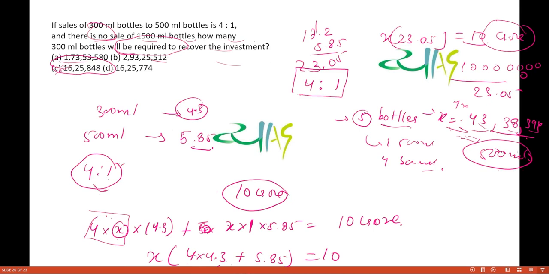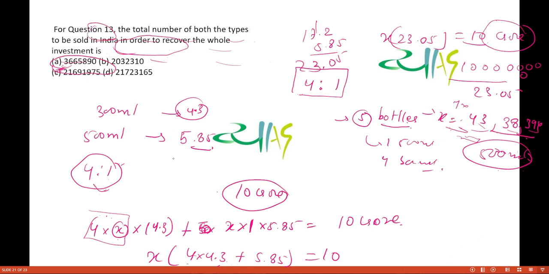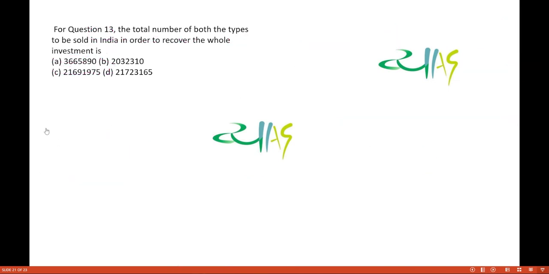So I hope everybody is clear with this thing. So somewhat 1 crore bottles will be sold, so this will be our required answer. Fine. I hope everybody is clear with this thing. Let's look at the next question. Now, what is the next question saying?